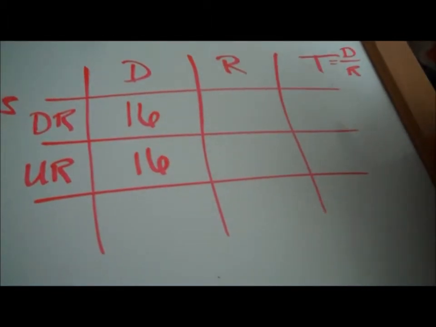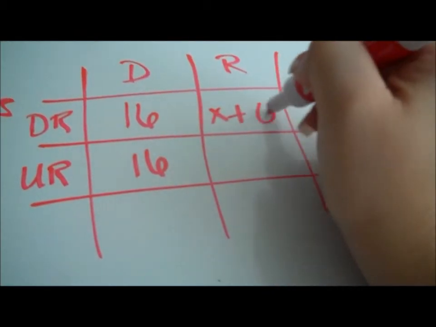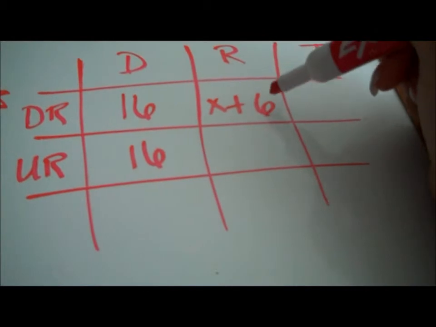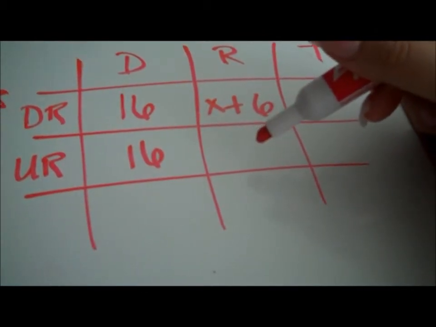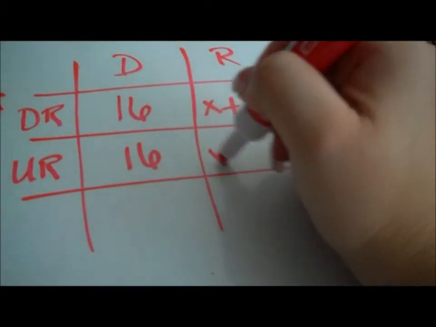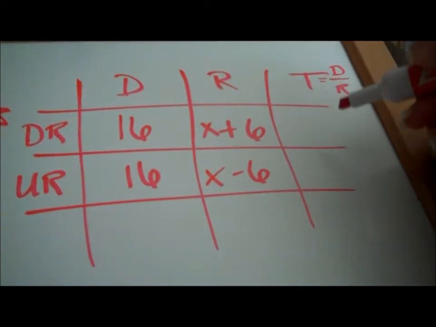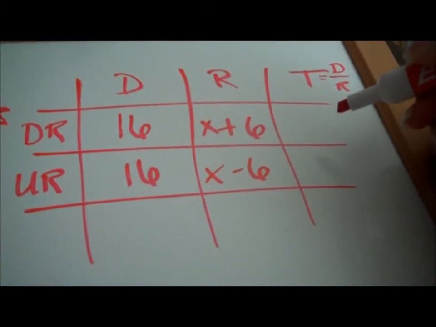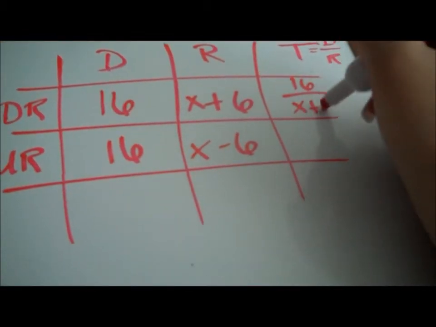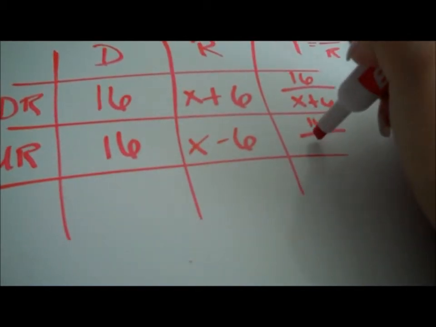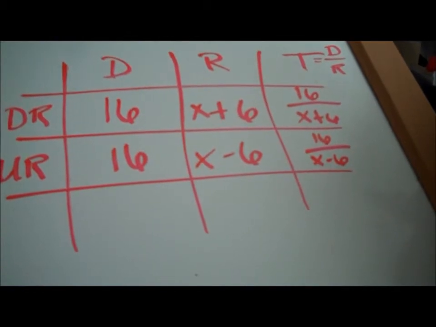It says that with the current, so we're going to put x plus 6, that's still water with a current of 6 miles an hour, and upriver would be against the current, so that's going to be x minus 6. To find our time for each of these, we have to take distance divided by the rate. So this is going to be 16 divided by x plus 6 and 16 divided by x minus 6. Okay, so that's our table.